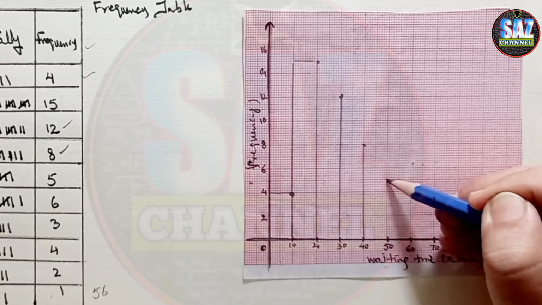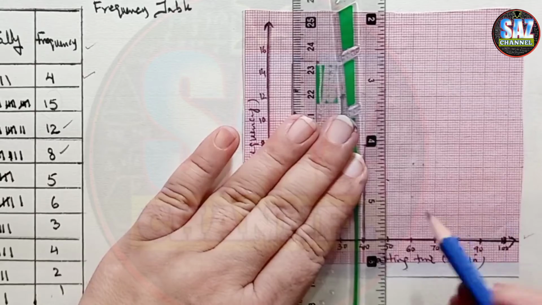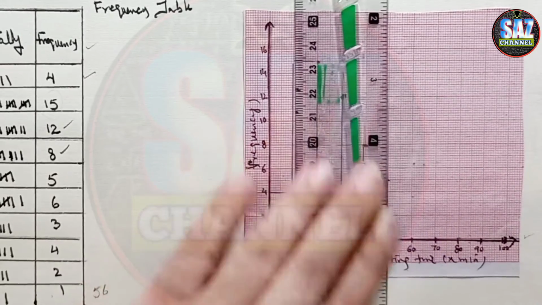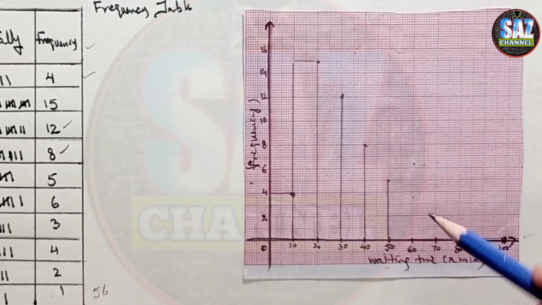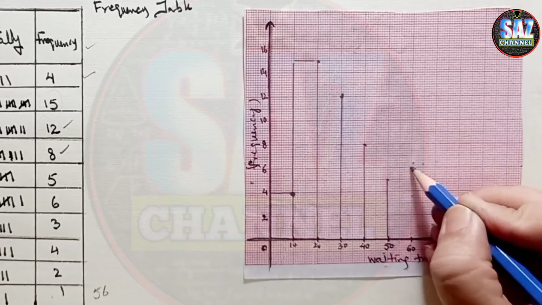And then 40 to 50, this is 5, and this will be right in between here. Then 50 to 60, it is 6.